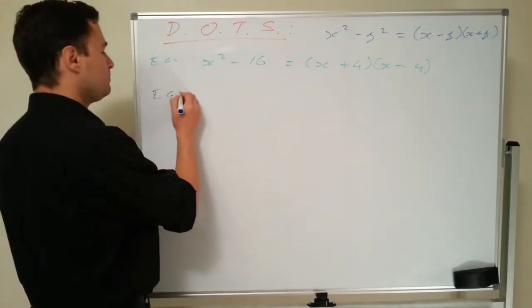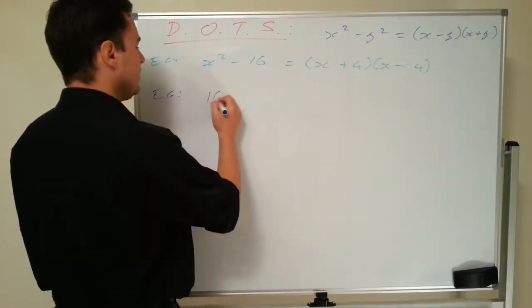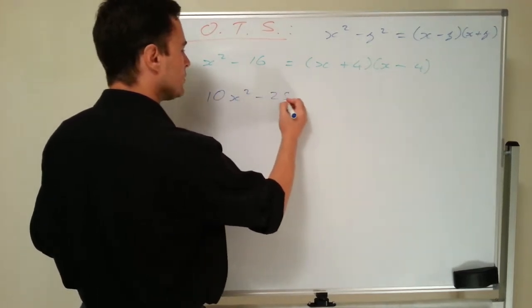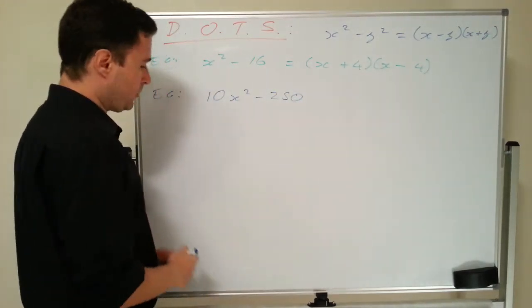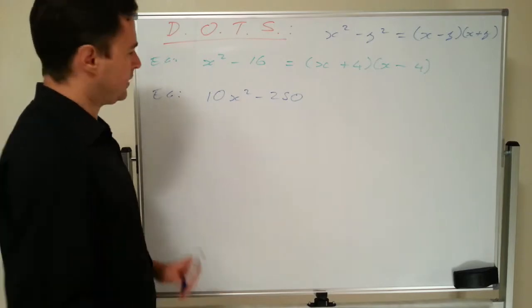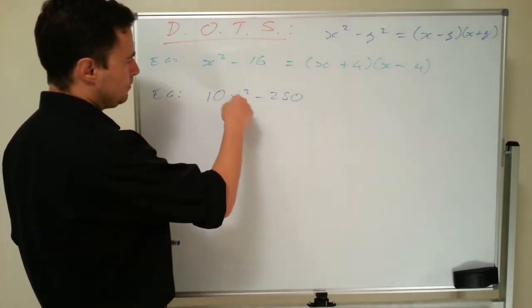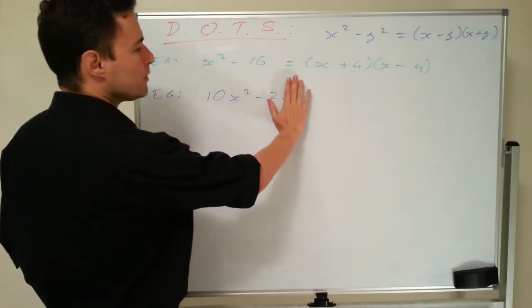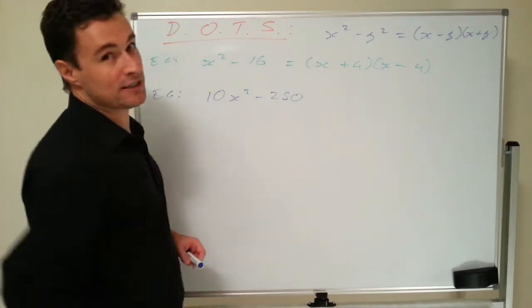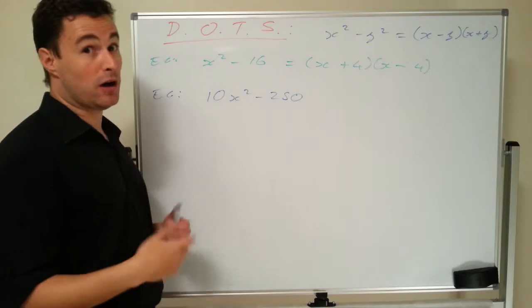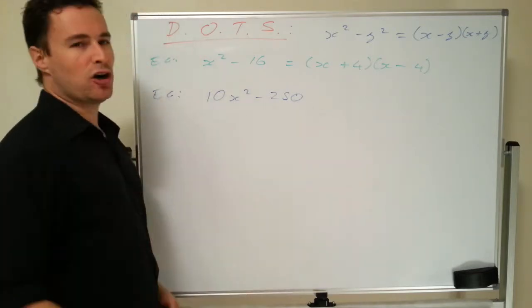Last one, e.g., 10x squared minus 250. So this is where they could mix two different types of factorizing together. You go, oh great, well that's x squared, that's a perfect square. This looks like it wants to be a perfect square, because if that was 25 it would be fantastic. But unfortunately 10 is not a perfect square. Well, let's take out a common factor first.